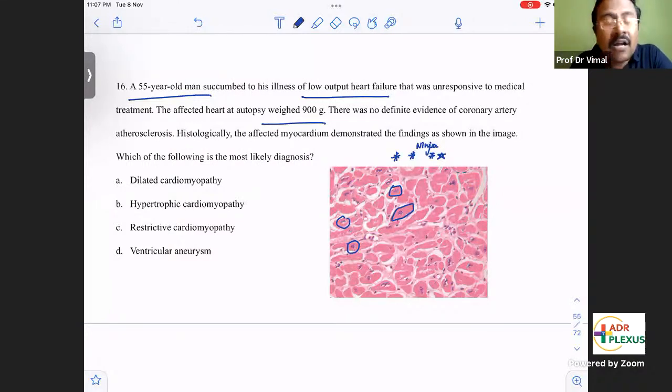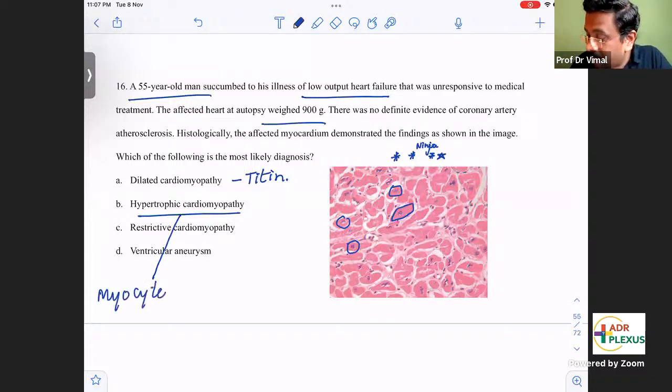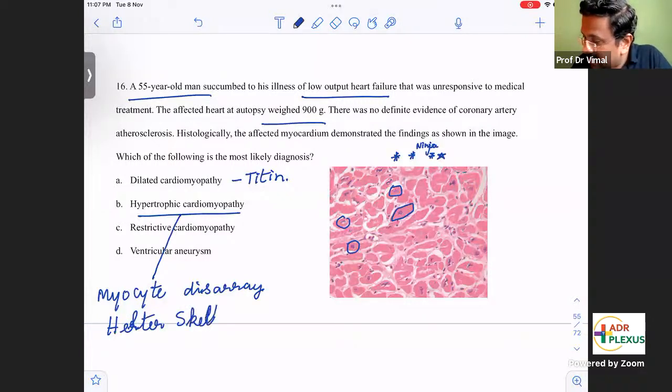Okay, dilated cardiomyopathy. And also please remember what is the protein defected in dilated cardiomyopathy? Titin. And in hypertrophic cardiomyopathy, you will see a haphazard arrangement of the muscle fibers, which is myocyte disarray. So in hypertrophic cardiomyopathy, there will be myocyte disarray. Remember? Yes, the helter-skelter deformity, which I was telling you in the class. Helter-skelter deformity. Yes, very good.